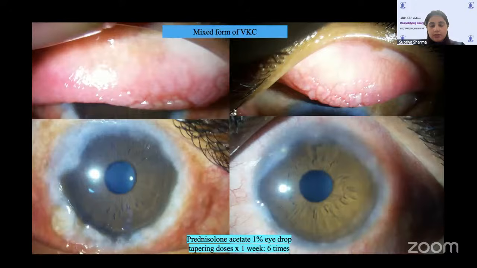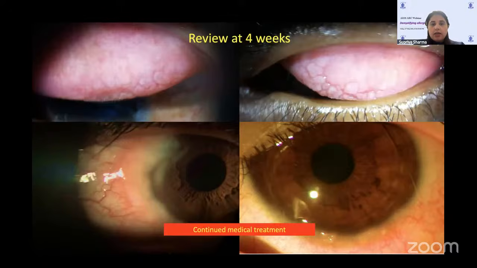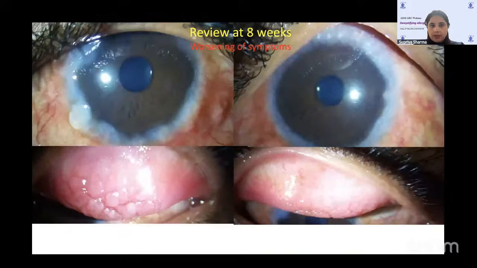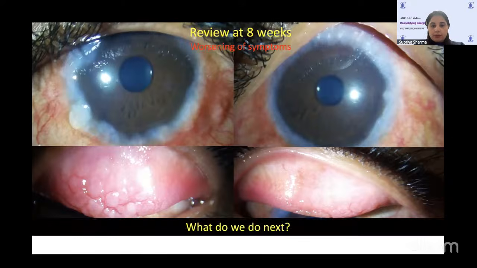We started the patient on topical steroids, which were gradually tapered. This was the clinical picture at 4 weeks, where the patient was symptomatically a little better, and we continued the treatment. However, because of poor compliance, this patient presented again at 8 weeks with worsening of symptoms. We see the giant papillae are more active now. There's more congestion and more limbal thickening.